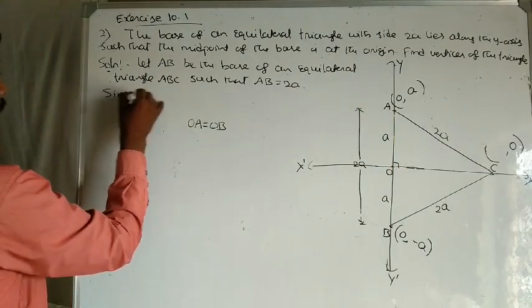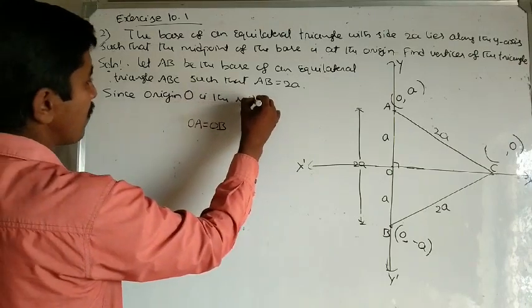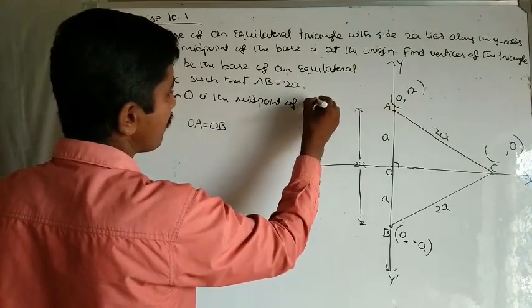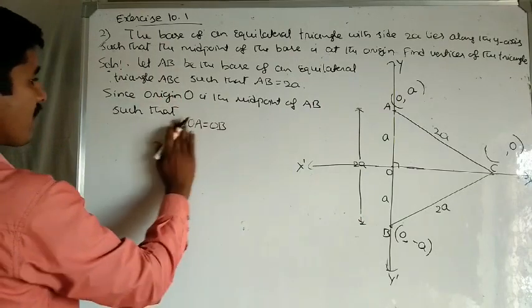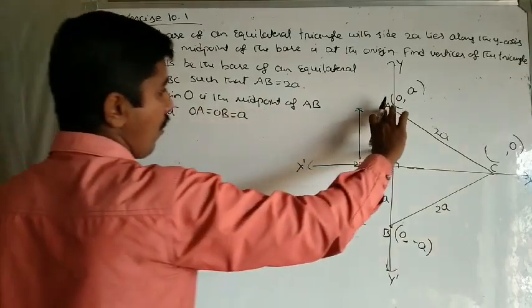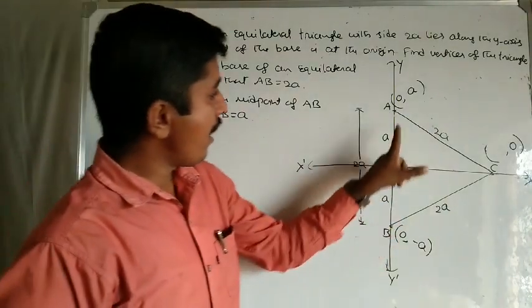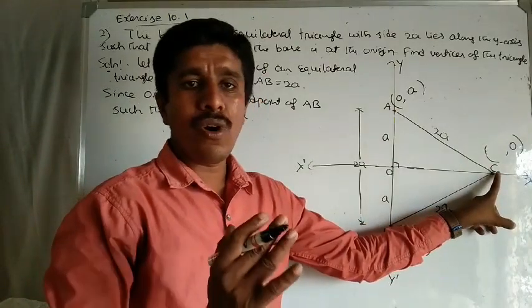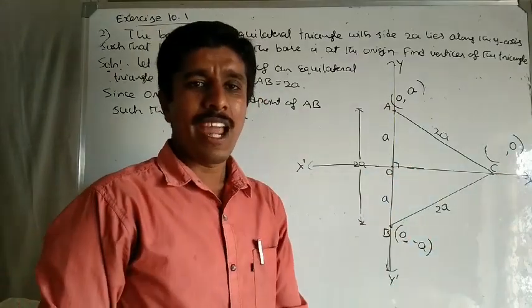Since origin O is the midpoint of AB, such that OA equal to OB equal to A. OA equal to A, OB equal to A. Correct. Clearly, I am going to find OC length first and then write the coordinates of the third vertex. Already here we got the coordinates of the vertices A and B.